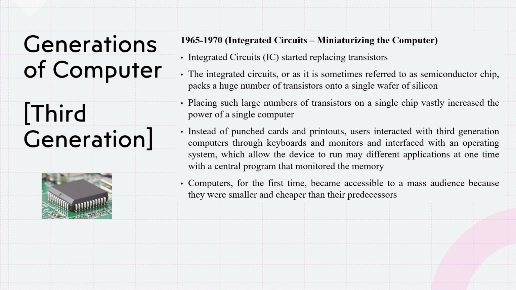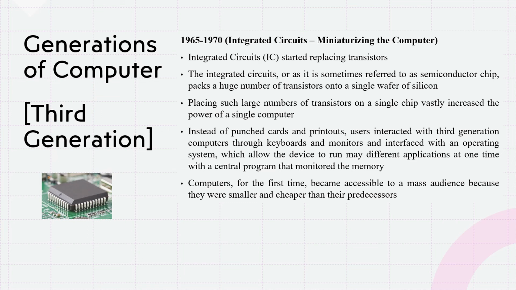Computers for the first time became accessible to a mass audience because they were comparatively smaller and cheaper than their predecessors. Some of the advantages of third generation computers: the obvious one was that these computers were cheaper in cost. This generation's computers had integrated circuits, which were small in size. That is why many people thought that they were more reliable and faster in speed.